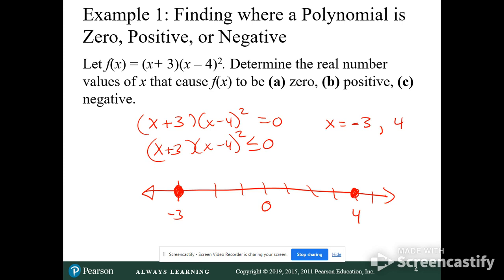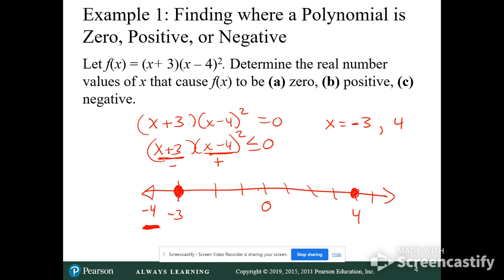So what we do is use test numbers. Like I have a test number of -4 out here. If I put a -4 in here, it makes it negative. If I put a -4 in here, it makes it -8, but -4 squared is positive. So that'll be positive. What's a negative times a positive? So we're going to be negative over here.